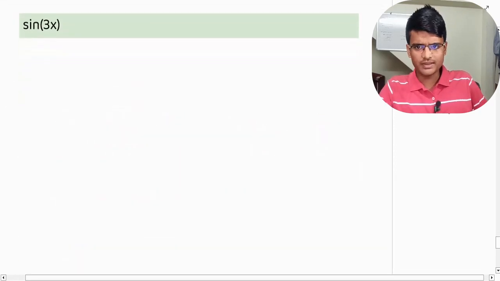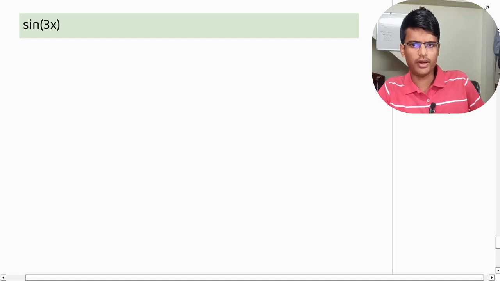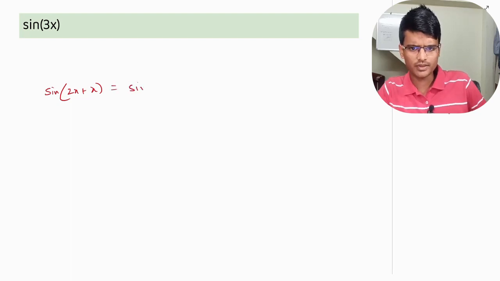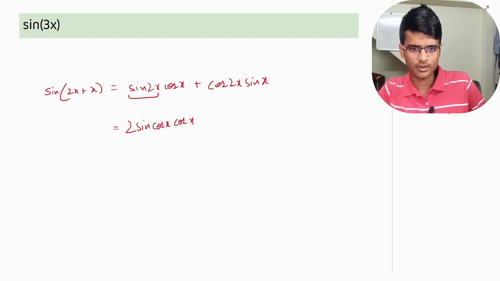Moving on, sin 3x. This is an important thing. I would suggest you to try this on your own, but sin 3x I'll do; cos 3x and tan 3x are homework. So sin 3x, I can write it as sin(2x plus x). I can use my compound angles formula. This is nothing but sin 2x cos x plus cos 2x sin x. So sin 2x is nothing but 2 sin x cos x. Cos x is just cos x. Cos 2x, I'll write in terms of sin²x, which is 1 minus 2 sin²x.